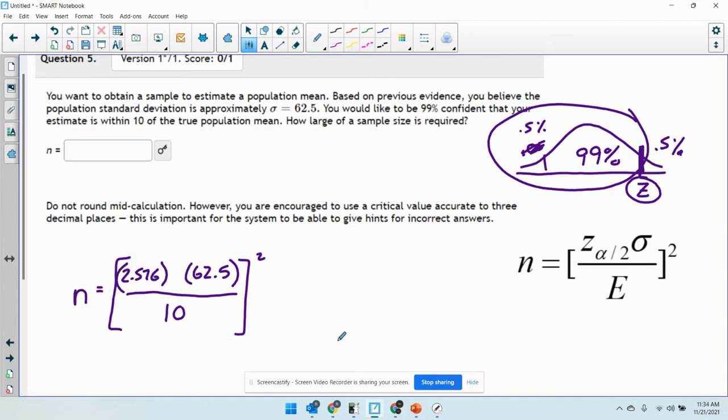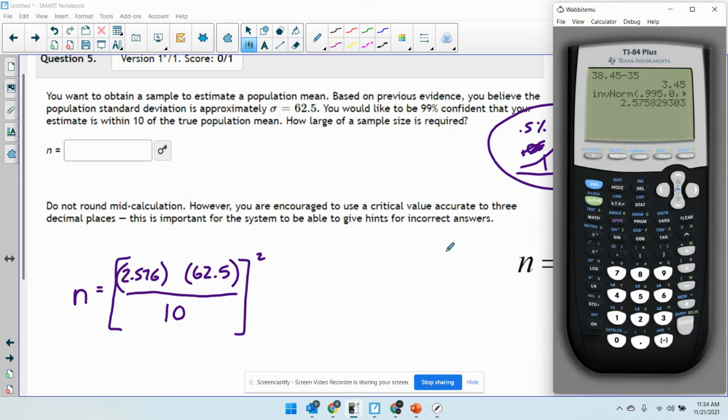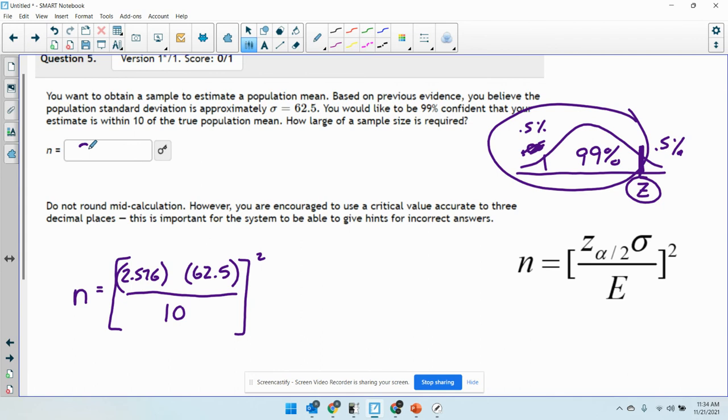So I can figure out what this thing's going to be. I'll take that number, multiply it by 62.5, divide that by 10, and then square it. So I get 259.1. Since we're talking about a sample size, we want to make sure our sample size is always large enough. So no matter what we get for this decimal, we'll always round it up. This is going to be 260.